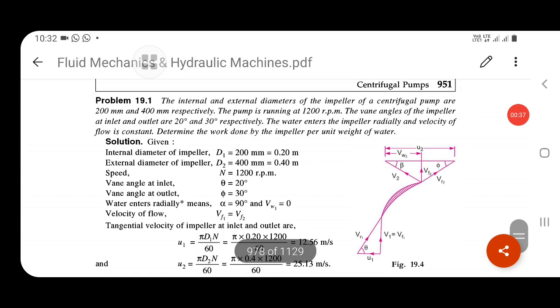So let's start the first problem. The internal and external diameters of the impeller of a centrifugal pump are 200 and 400 mm respectively. The pump is running at 1200 rpm. The vane angles of the impeller at inlet and outlet are 20° and 30° respectively. The water enters the impeller radially and the velocity of flow is constant. Determine the work done. So firstly, write down the problem.